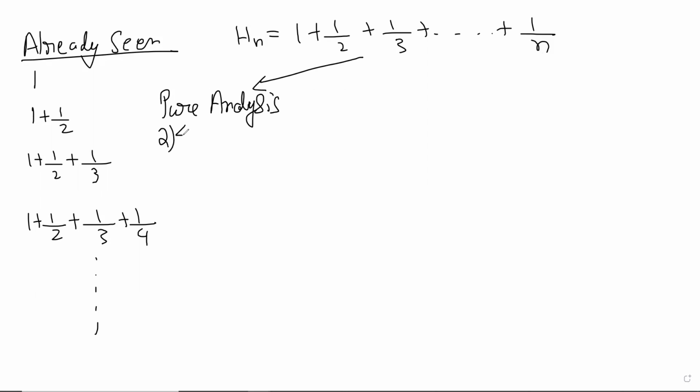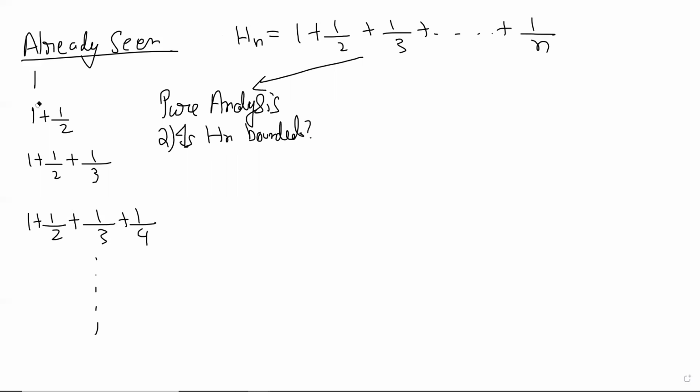That question is, is Hn bounded? What happens to this quantity when you keep adding more and more numbers? Does it become bigger and bigger than any number, or is it bounded above by some number? Is there some number such that it is always less than that? Okay, that was the first question.